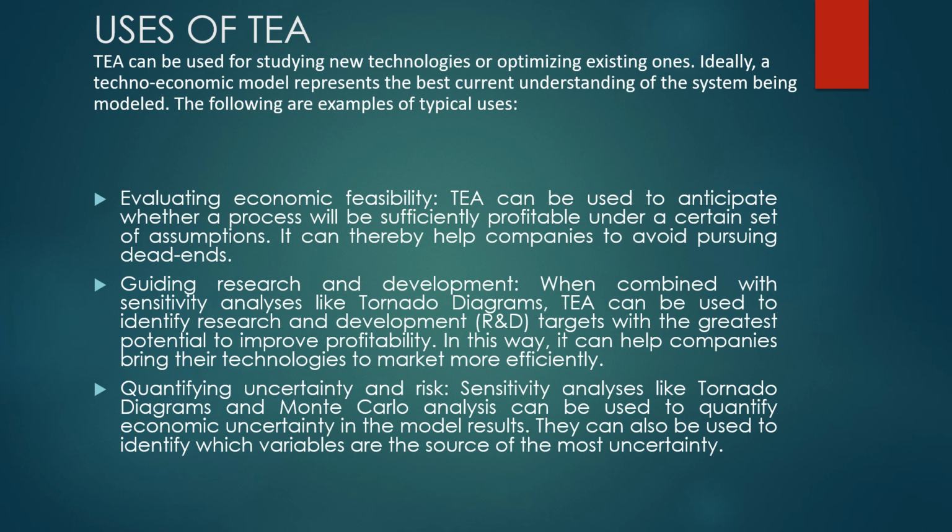So some of the uses of techno-economic analysis are as follows. It is used to evaluate economic feasibility. This is the situation whereby it is used to anticipate whether a process will be sufficiently profitable under a certain set of assumptions. So it provides a certain set of assumptions, and then it is used to determine whether the process is going to be profitable. It helps companies to avoid pursuing dead ends so that companies don't run at losses in the market.